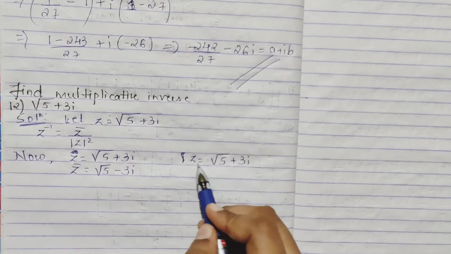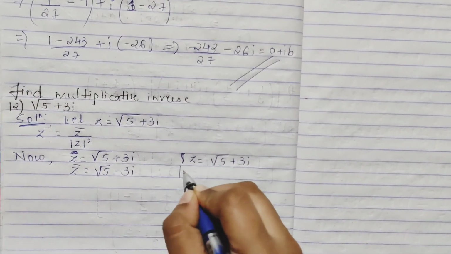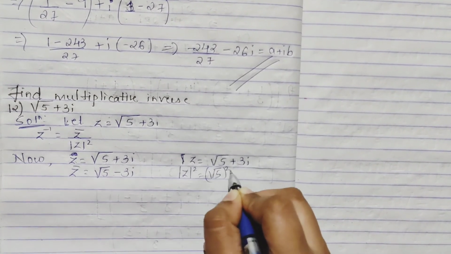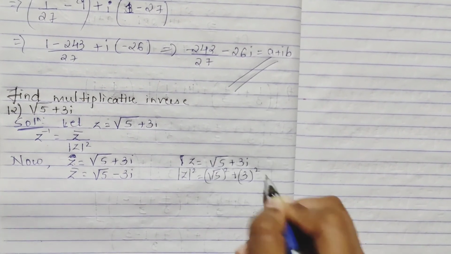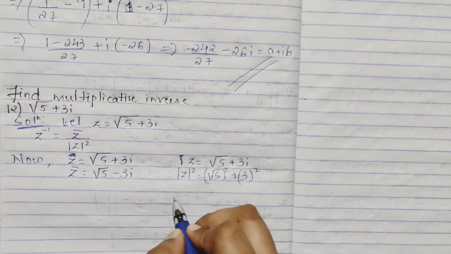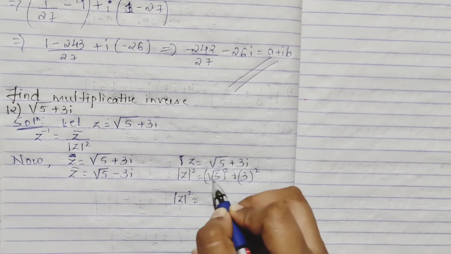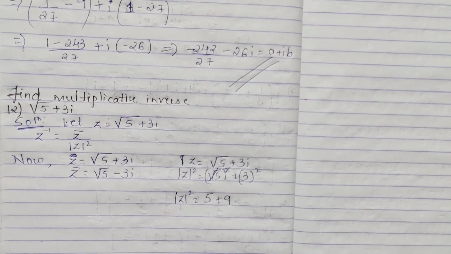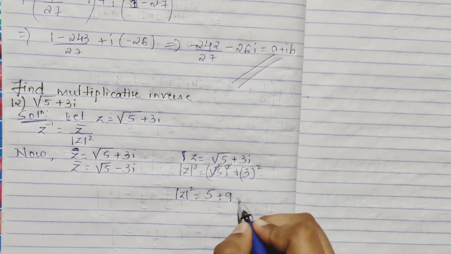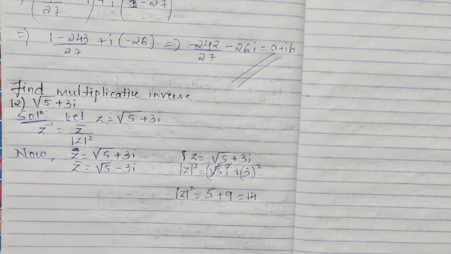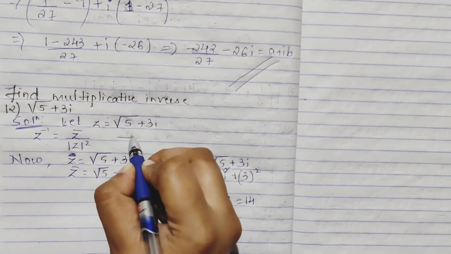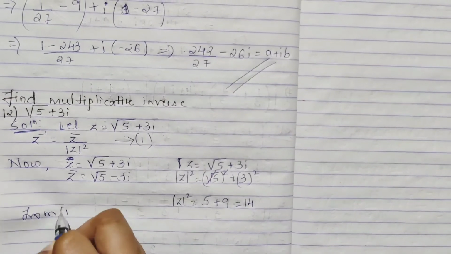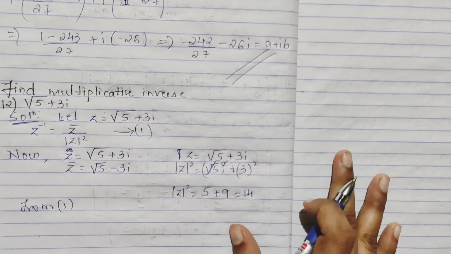So Z is equal to root 5 plus 3i. So modulus Z square will be what? Root 5 square plus 3 square, right? So root 5 square plus 3 square. So you get modulus Z square is equal to, this root and square get cancelled. You have 5. 3 square is 9. And 9 plus 5 is what? 14. So we will take this as 1. You write from 1. Okay. From 1 what you have?